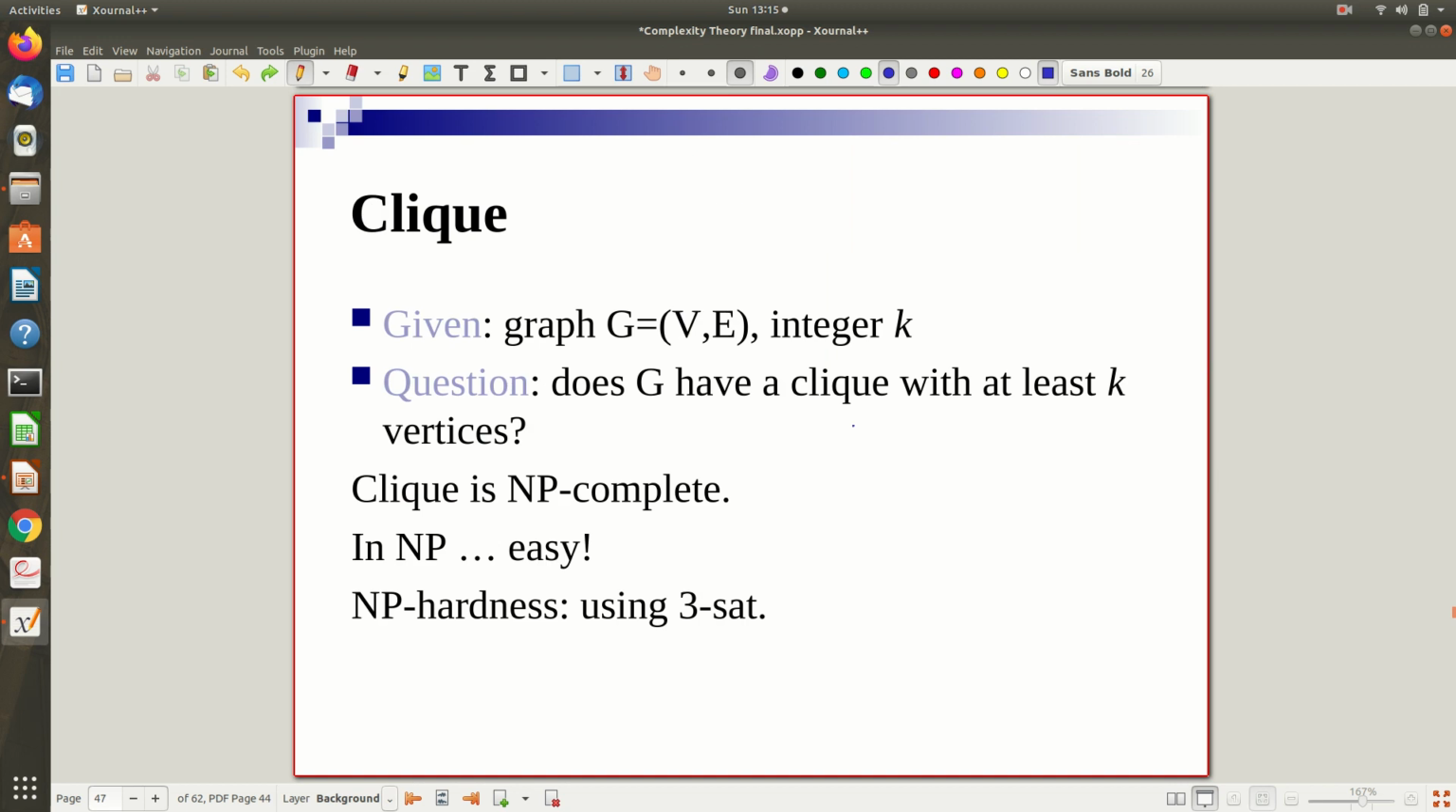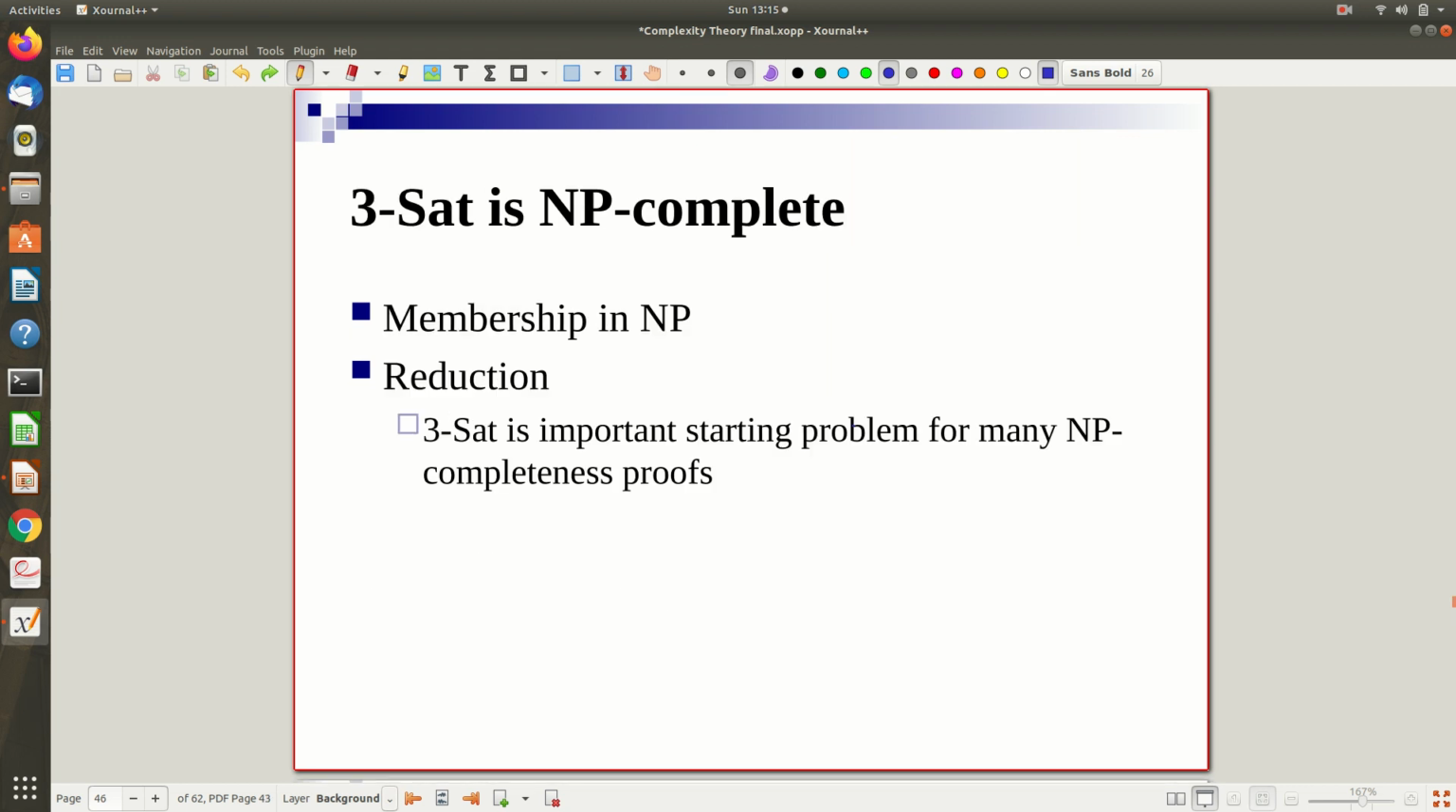Next one is clique, and how that reduction from the 3 SAT problem to clique can be done, that we will see in the next video lecture.